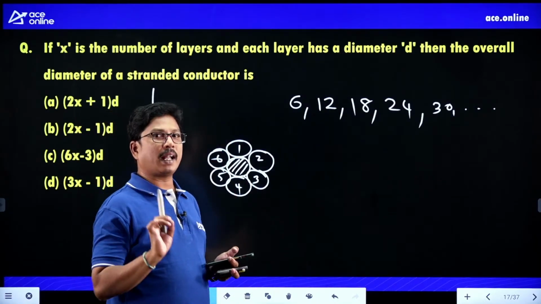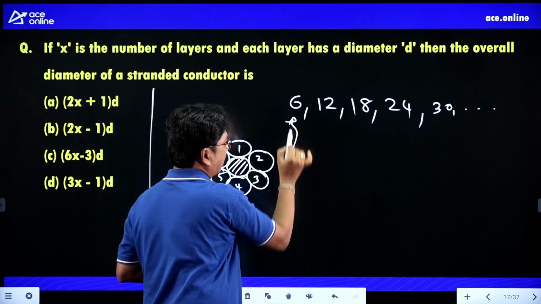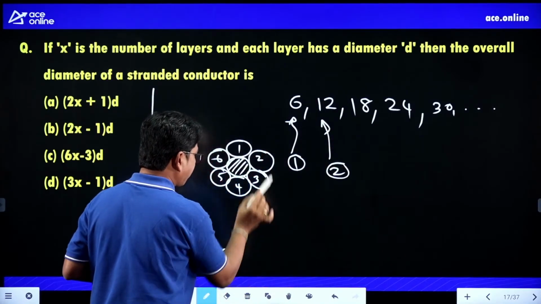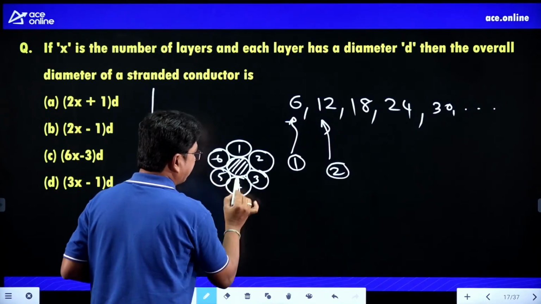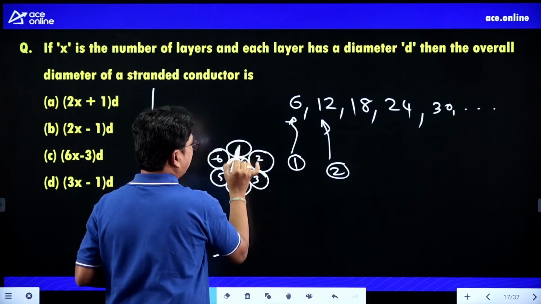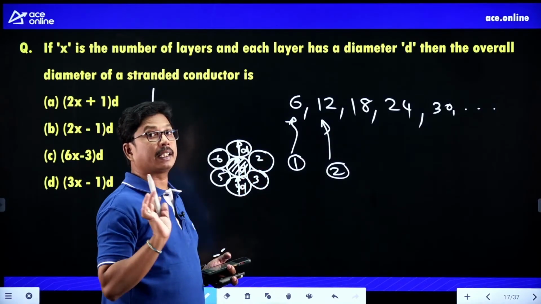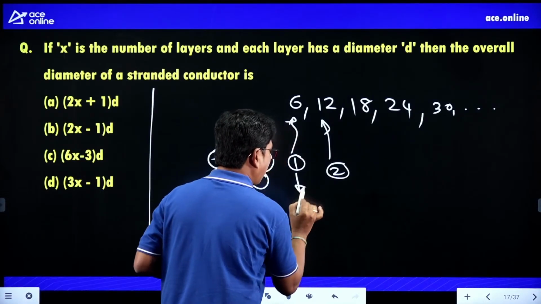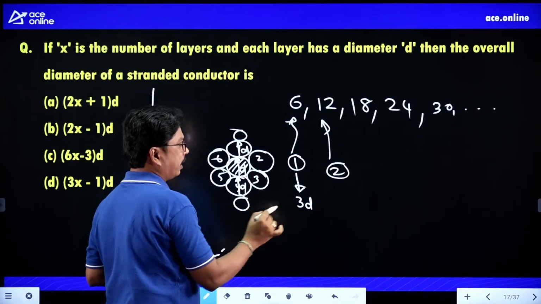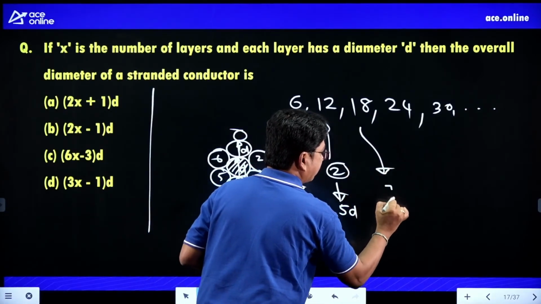They are asking for the overall diameter. Suppose up to layer 1. Why? Because we are considering this as layer 1, this as layer 2. Now in this case, students, the diameter of one conductor is d, the diameter of the second conductor is also d, the diameter of the third conductor is also d. So d plus d plus d will be 3d. So in layer 1, we are having 3d. In layer 2, we can add one more conductor on each side, it will be 5d. In layer 3, we are having 7d, like that.